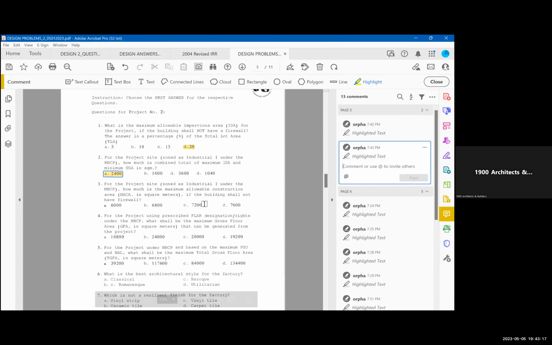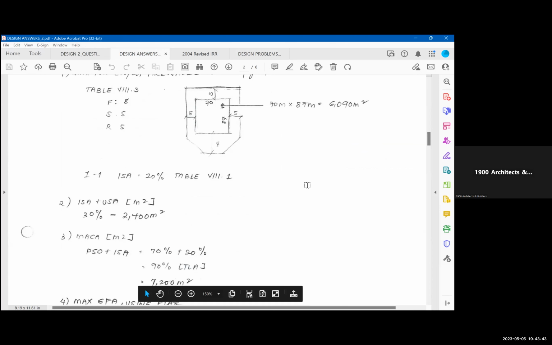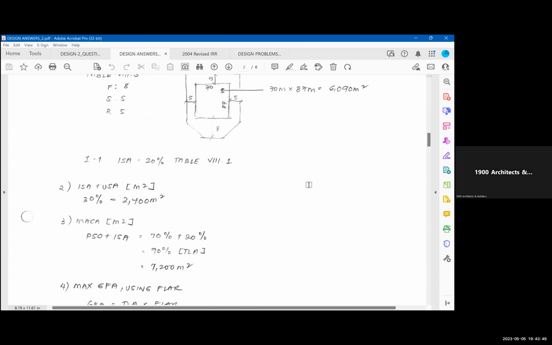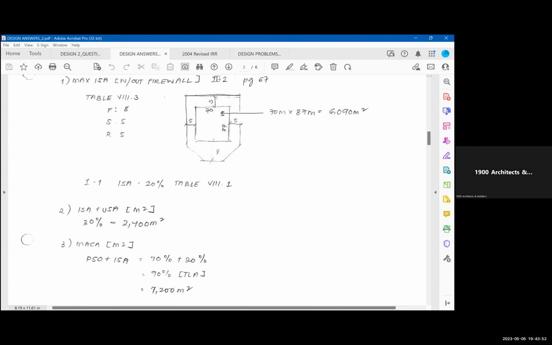So, number 3. For side, yung siya at open. So, the MACA, paano natin makukumpit ang MACA? MACA is PSO plus ISA. So, it's 70% plus 20%. So, it's 90%. So, from that 90%, makukumpit natin na it's 7,200. 90% of the PLA. So, the answer is letter C.